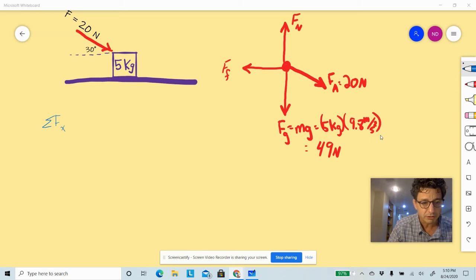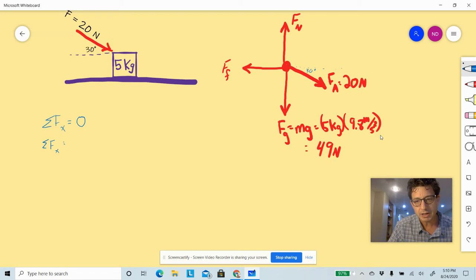It's not moving. So we know the sum of the forces is 0. The forces to the right are canceled by the forces to the left because it's at rest. At rest is one of the scenarios for equilibrium. All right, so let's see. Generally, everything to the right, the sum of the forces in the x direction, part of that 20 newtons is to the right. Remember, this is at an angle of 30 degrees.